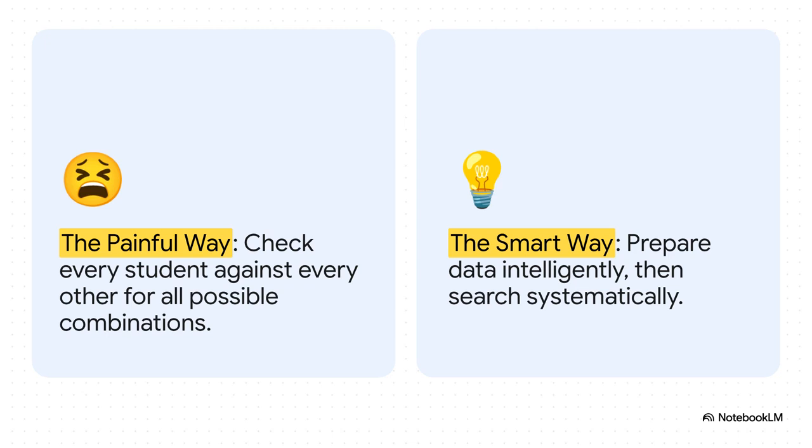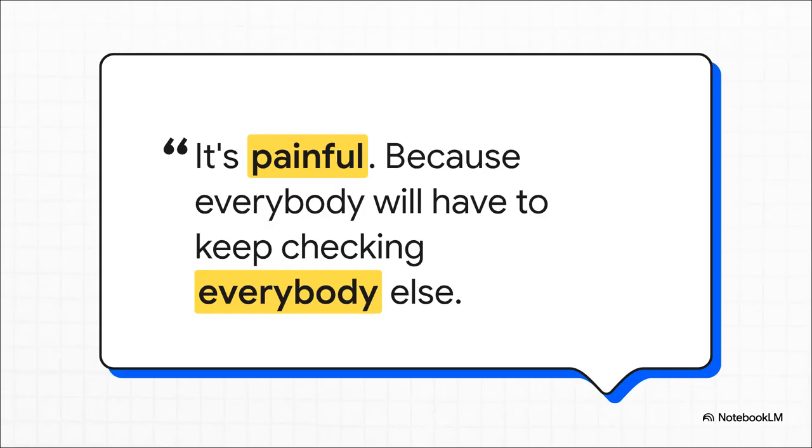Well, you've got two options, and option one, the painful way, is exactly what it sounds like. You could try to brute force it. You'd have to check every single student against every other student for every possible mentorship in every subject. It's just agonizingly slow. Yeah, painful is the right word. You can just feel how long that would take. There has to be a smarter way to do this. And lucky for us, there is.